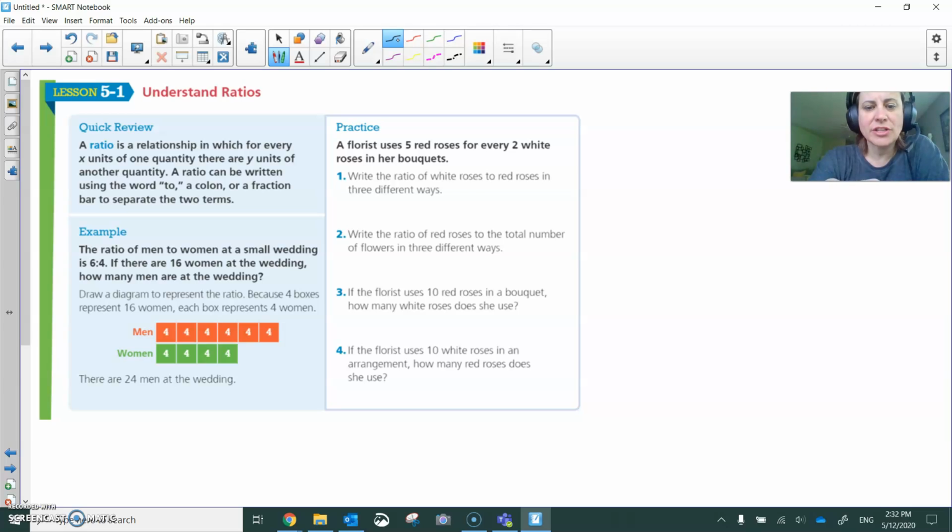Number 1 says the ratio of white to red. Notice they put the word white first. So you're going to write the number for white to the number for red. So 2 to 5, or you could write it like a fraction, 2 to 5. Three ways to write it.